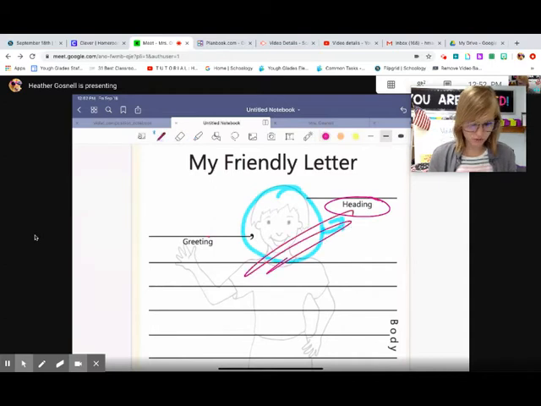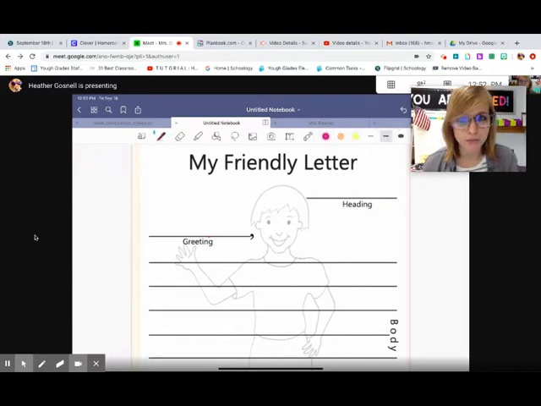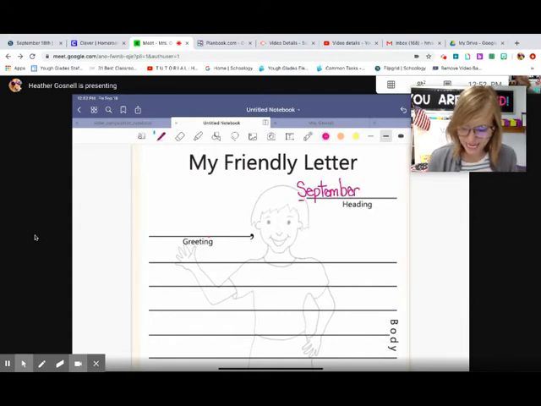A heading is the date. So when we make the heading, we have to make sure we uppercase the month because it is a proper noun. It's the name. It's a specific name of a person, place, or thing. So we have to uppercase that. So the month is September. Remember, that must be uppercase.